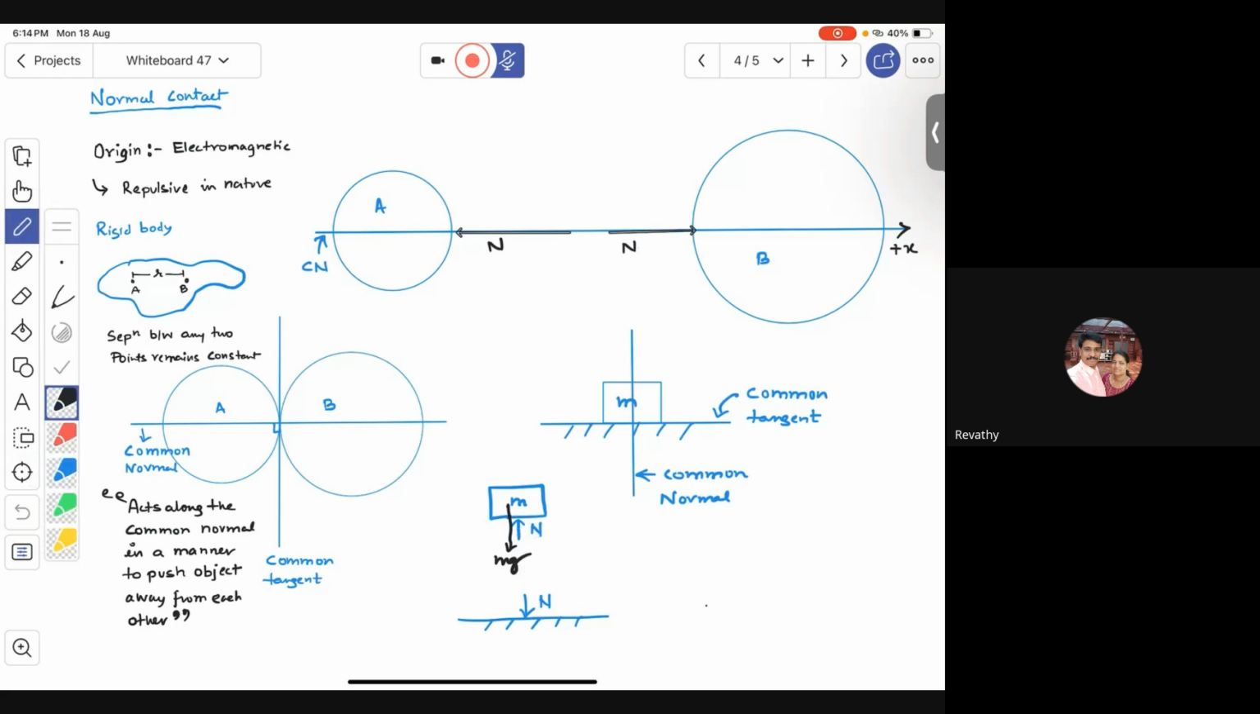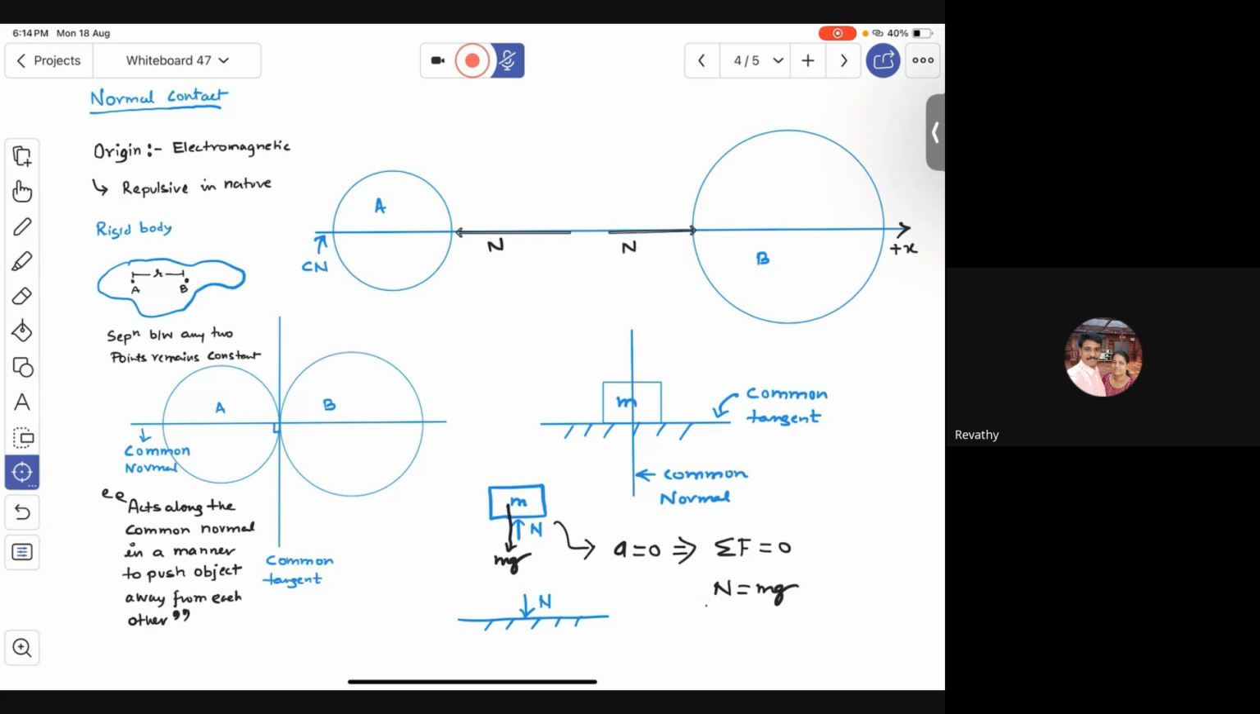Now, next is something different. If I ask you, how much is the acceleration this thing is having? Zero. So acceleration is zero, so net force on it must be zero. So whatever N is, that is equal to mg, that is a different thing. But how are we drawing that normal contact force on this block? Along the common normal, in a manner to push this block away from the other thing it is in contact with, which is the ground.